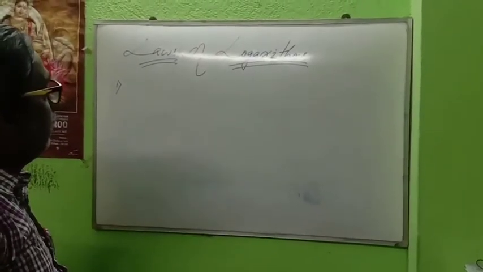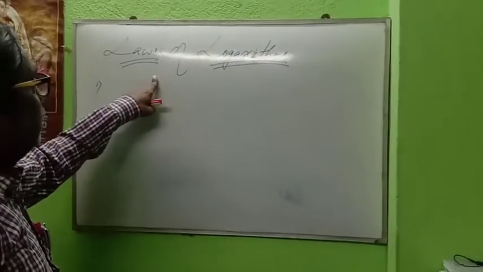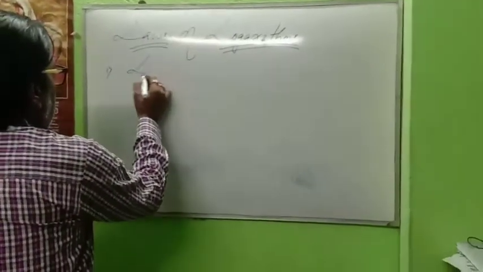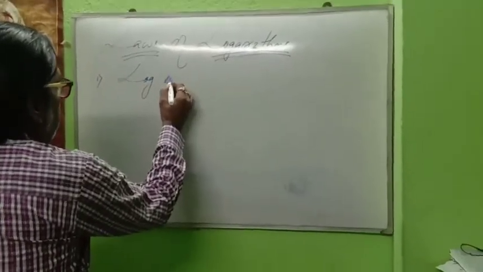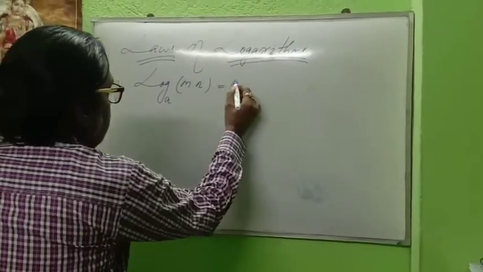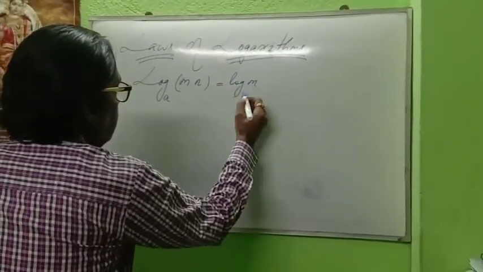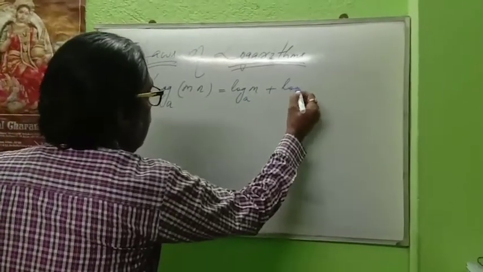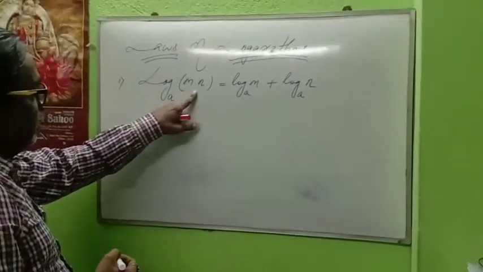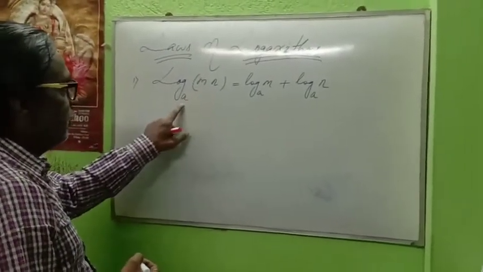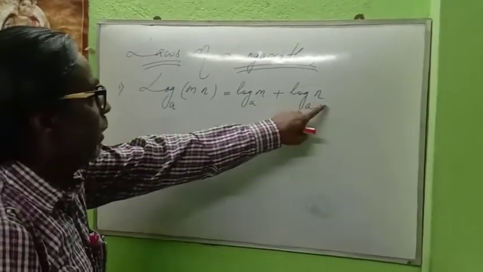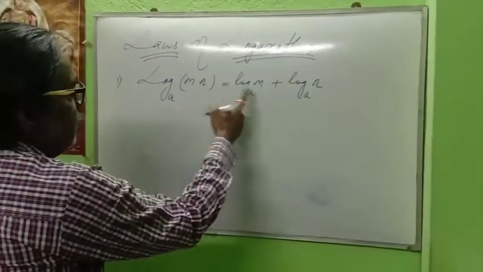Let us go to the laws of logarithm. What are the laws involved in logarithm? First law is saying log of m n, m into n, means this is a product, given base a. This will be log m base a plus log n base a. In case of multiplication, it should be plus.